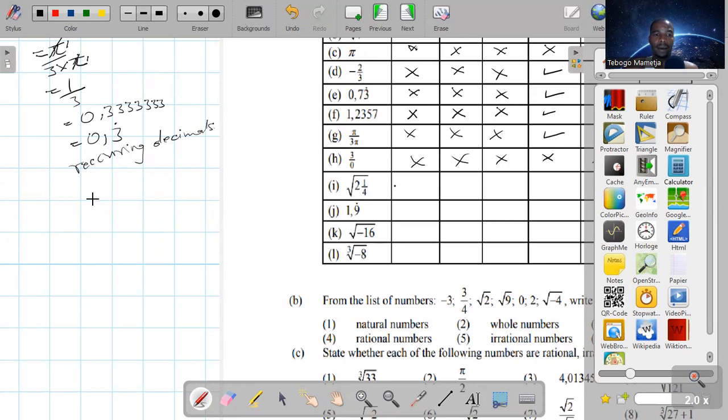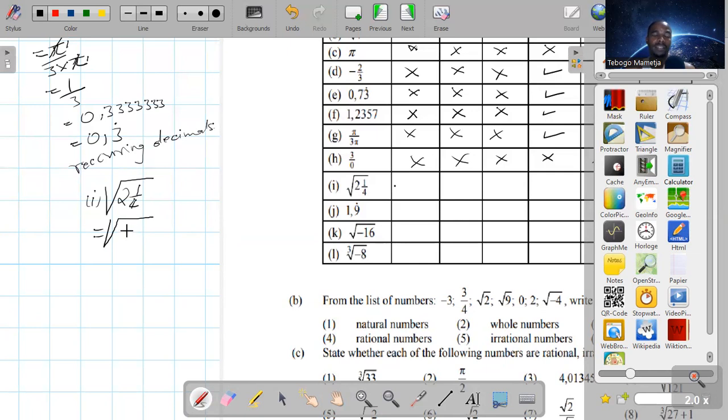So this number is what? The square root of 2 and 1/4. How do we work out this number? We can simply change this mixed fraction into an improper fraction. And how do we do that?